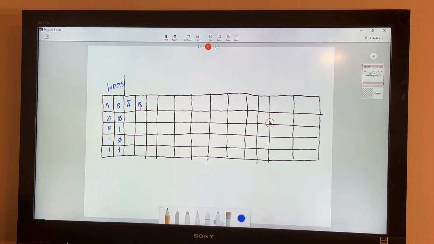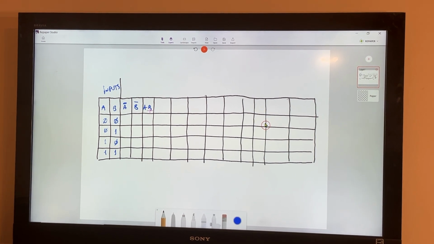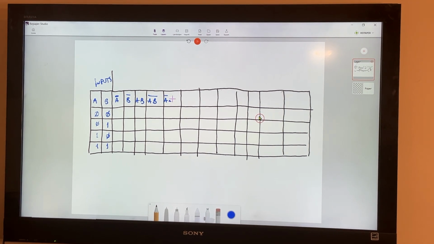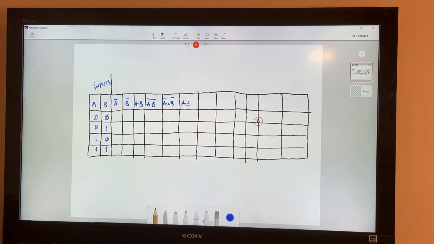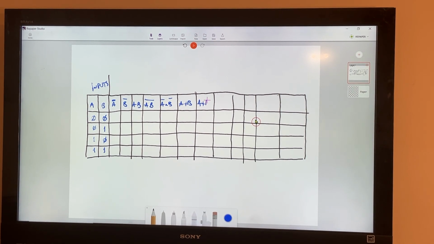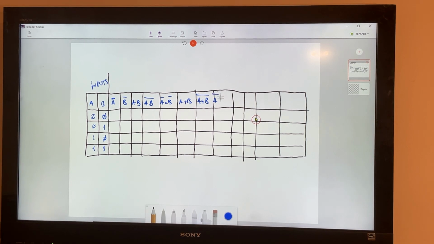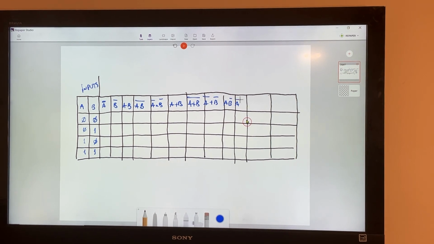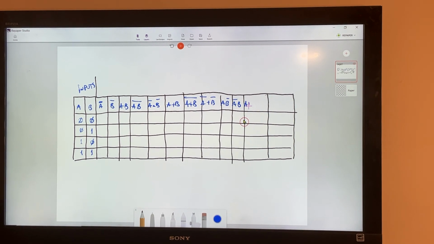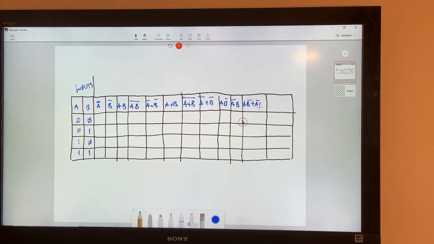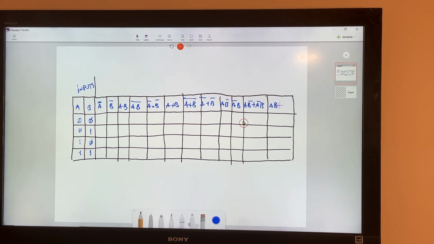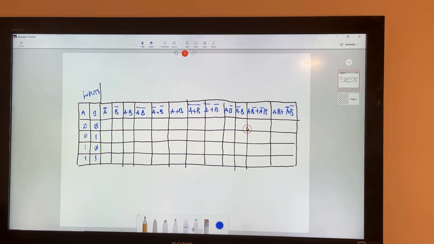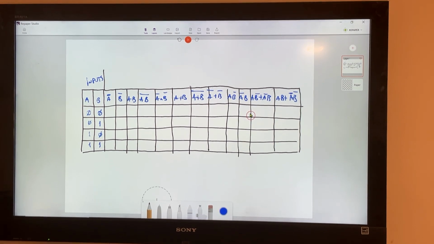A bar, B bar, A times B with the bar, A bar times B bar, A plus B with the bar, A bar plus B bar, A B bar, A bar B, A B bar plus A bar B, A B plus A bar B bar. So now let's find out what these functions are.